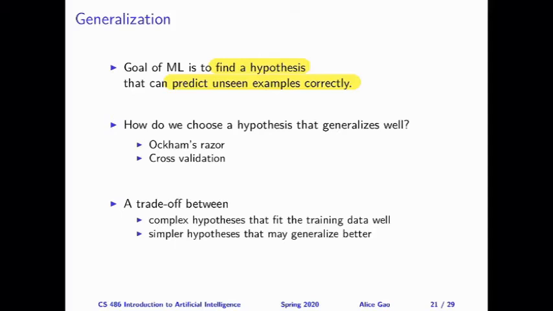So how do we choose a hypothesis that generalizes well? There are many techniques. I will talk about two of them. The first one is an assumption that we can make called Occam's razor. This assumption says that we should prefer the simplest hypothesis that is consistent with our data.